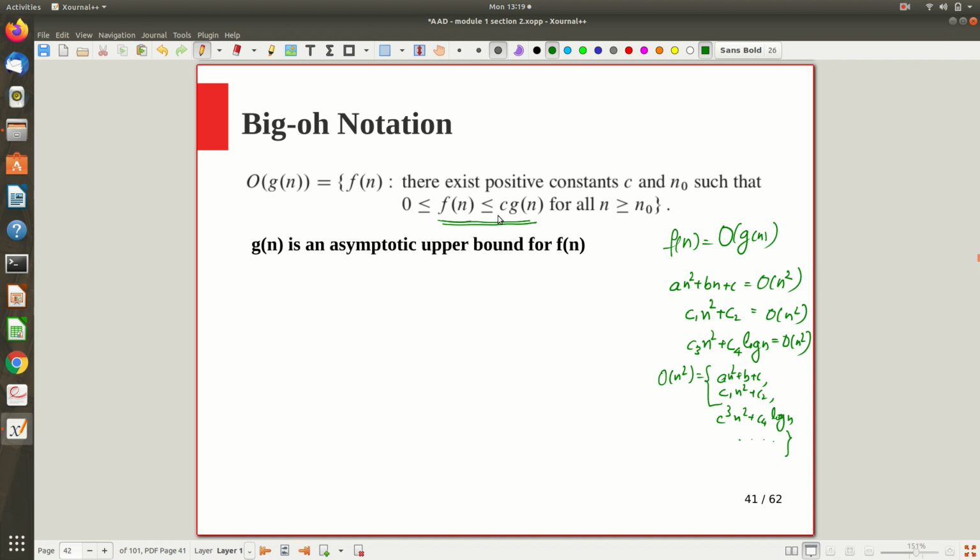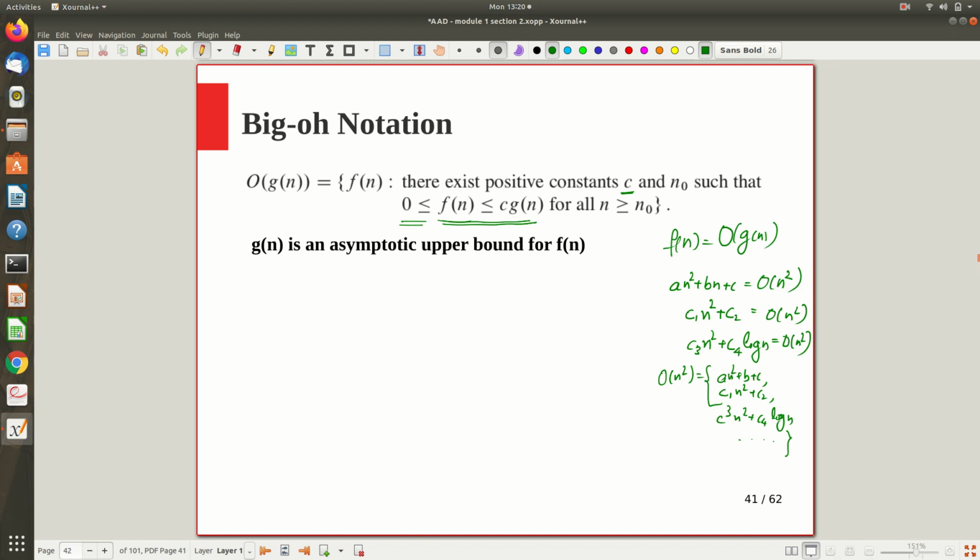This f of n is less than or equal to some constant c into g of n. Now what about the c? There exists a positive constant. It is enough for you to show some constant for this. You don't have to say that it is true for all constants. There exists a positive constant. First of all, these things are positive. We are talking about positive functions of n only, which is why we write 0 less than or equal to; whether it is f of n or g of n, all are positive functions of n. And this constant c is also a positive constant. It can be integer or real, but I need a positive value.